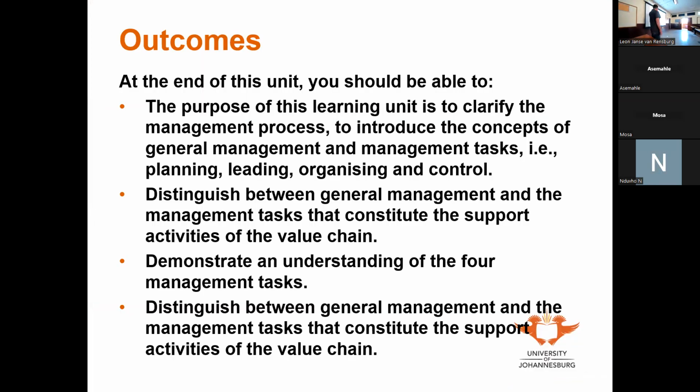Okay. So you'll see these outcomes, like I said to you yesterday, they are sort of important. So at the end of this unit, you should be able to clarify the management process. Introduce a concept of general management and management. Also planning, leading, organizing, and control, which we did last night. You must be able to distinguish between management and the management tasks that constitute the support activities of the value chain and demonstrate an understanding of the 4 management tasks.